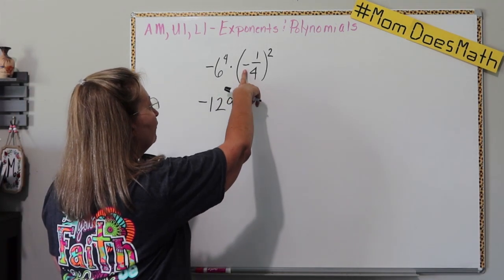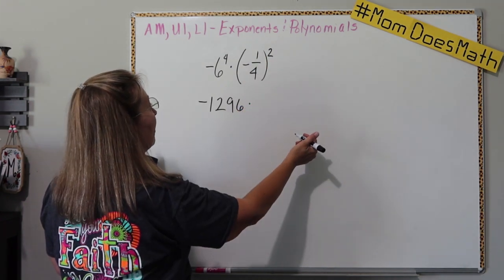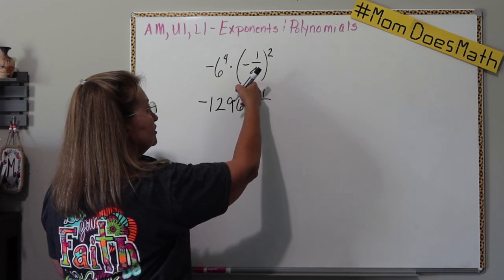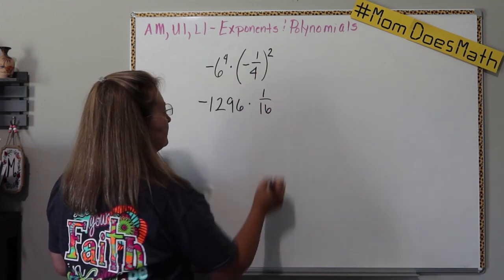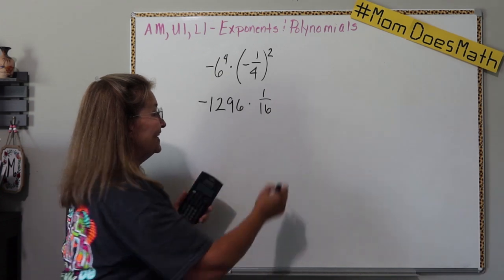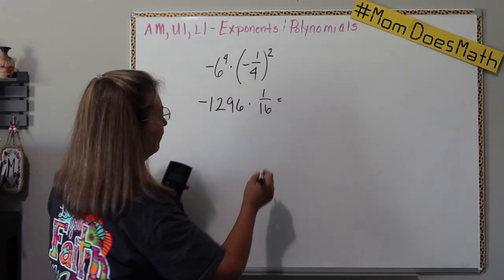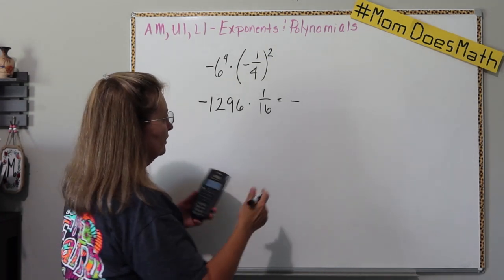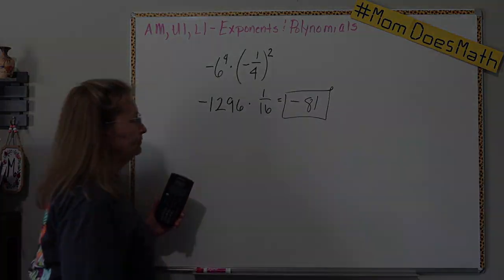Now you can put this in the calculator or you could just do this in your head. Since it's a negative on the inside of the parentheses squared, it's going to change to positive. 1 squared is 1. Now when you have a fraction squared, that means you square both parts. So now I have 1/16. And here, that's just going to be negative 1296 divided by 16. So that would be negative 81.